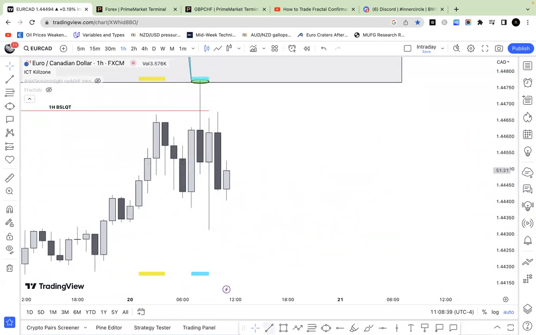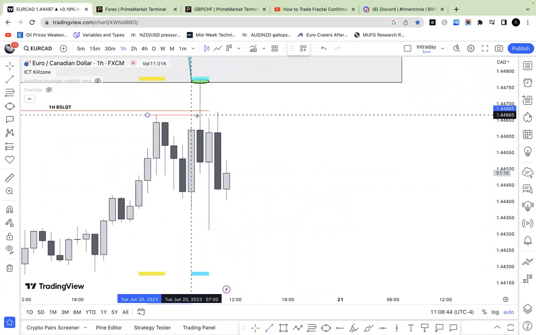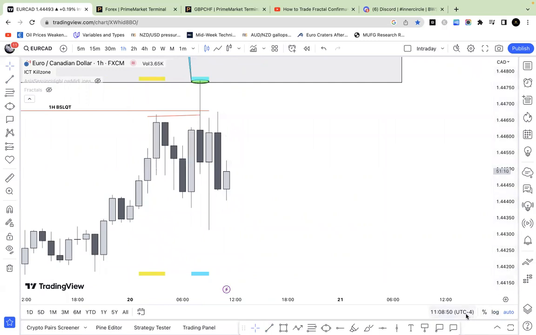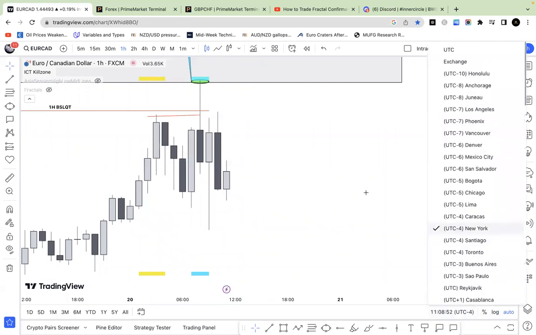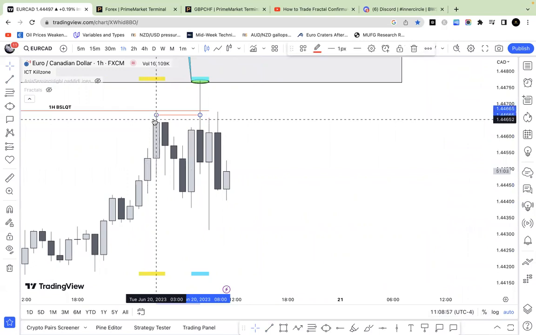Also you had London liquidity taken, right? London liquidity will always be taken every morning between 8 and 10, Eastern Standard Time specifically. So if you are on a different time zone, you will need to go here and go to UTC-4 New York, which is the Eastern time. This is all happening on Eastern time. So that kind of lines up with time and price, right?